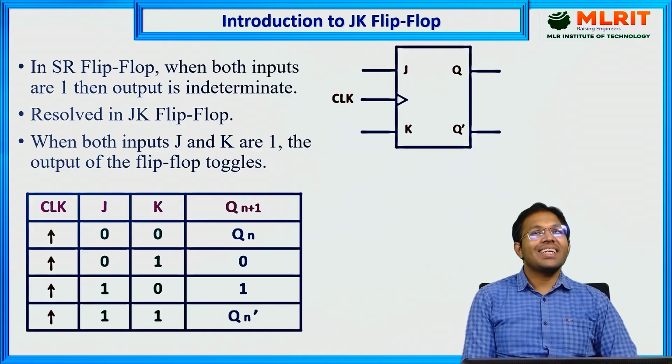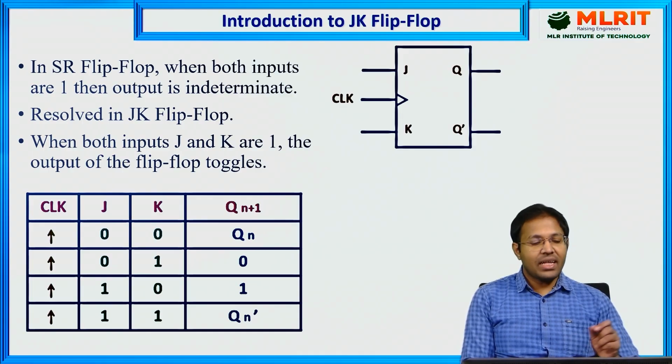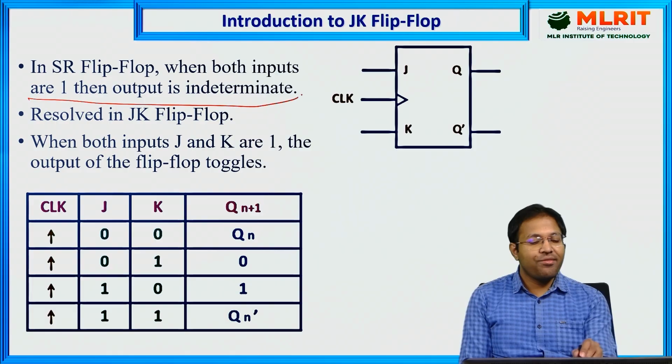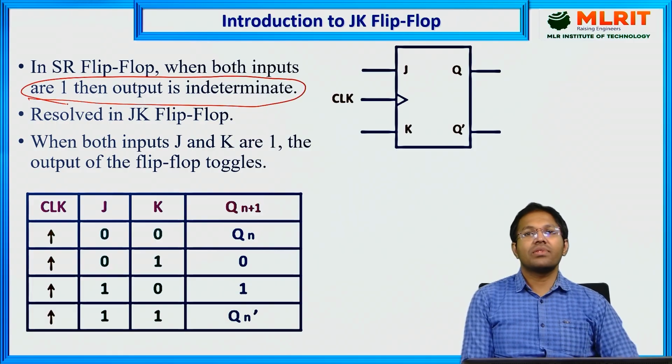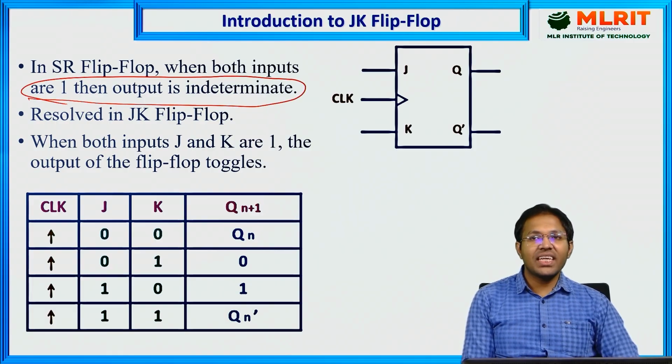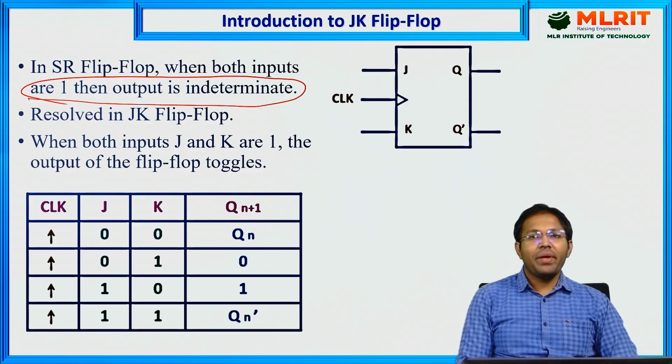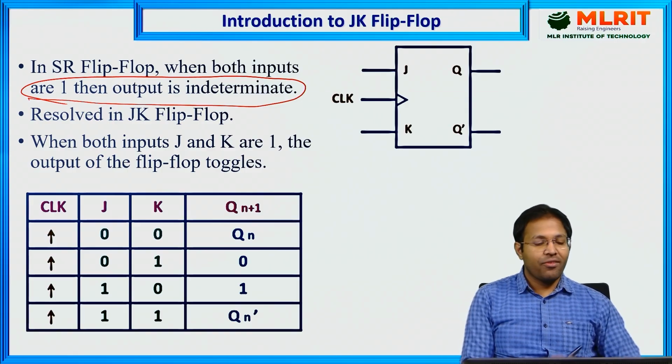If we look at SR flip-flop, it is unused or undetermined for the case when both the inputs are 1. When S equals 1 and R equals 1, the output is indeterminate. In the case of SR flip-flop, it is unused. To make that state useful, we go for JK flip-flop.